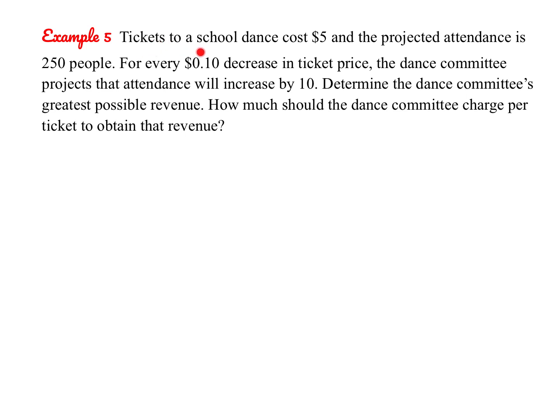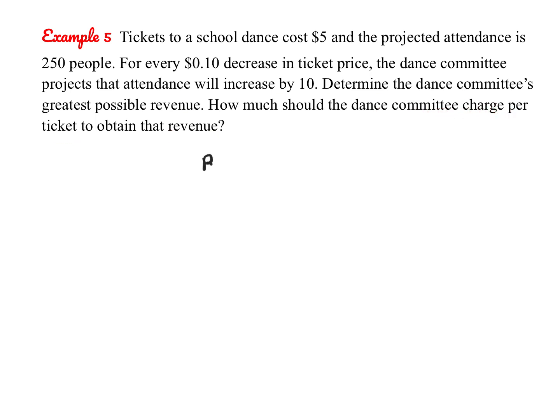So this says tickets to a school dance cost $5 and the projected attendance is 250 people when it's that price. For every 10-cent decrease in ticket price, the dance committee projects that the attendance will increase by 10. So we want to determine the dance committee's greatest possible revenue and how much should the dance committee charge per ticket to obtain that revenue.